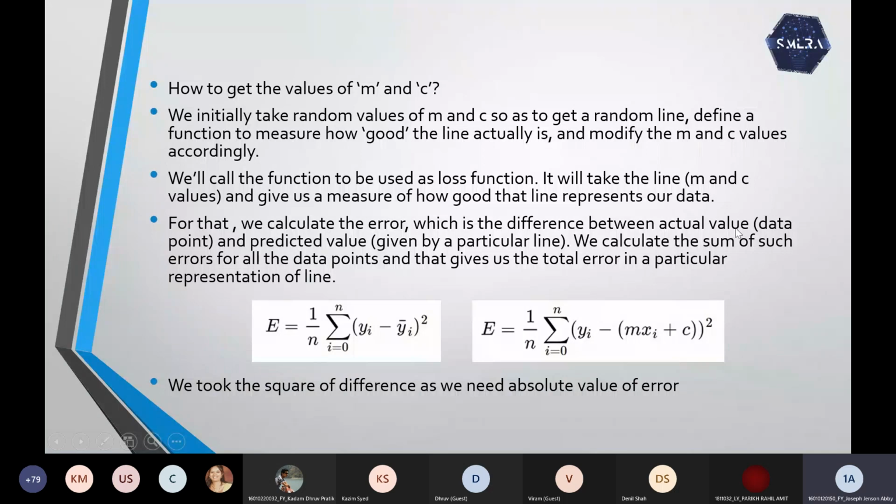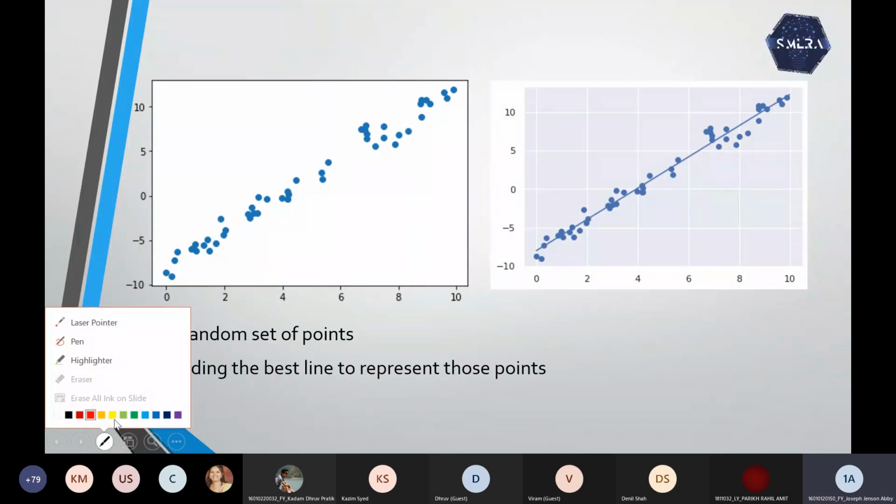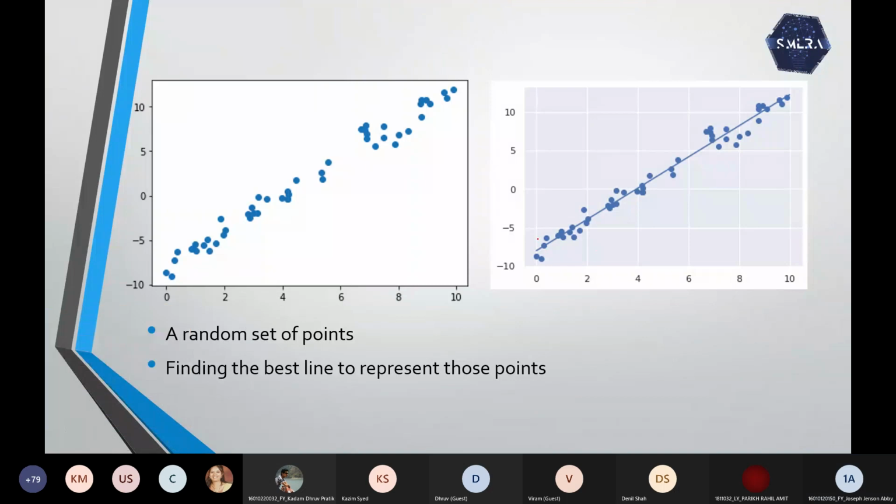So now how do you define how good the line is, how well the line represents the points? For example, if I just draw a line, say suppose like this, you can see it does not match the data, correct? It is going out. It matches here, but it does not match here.